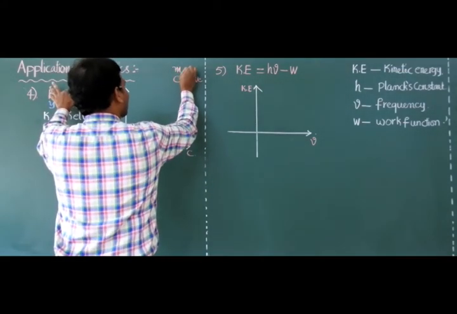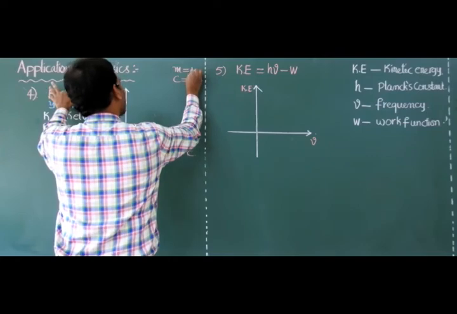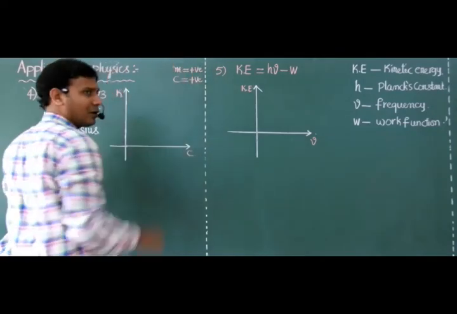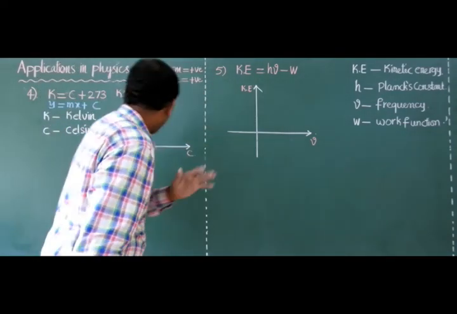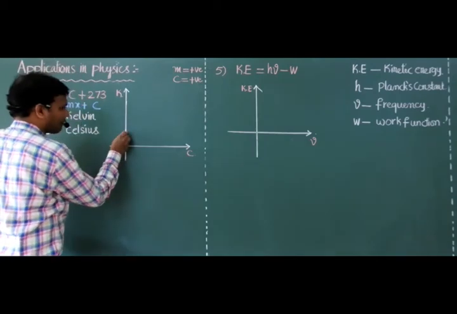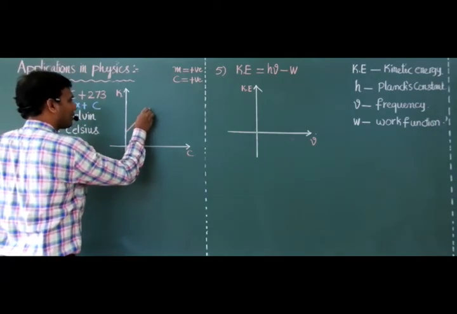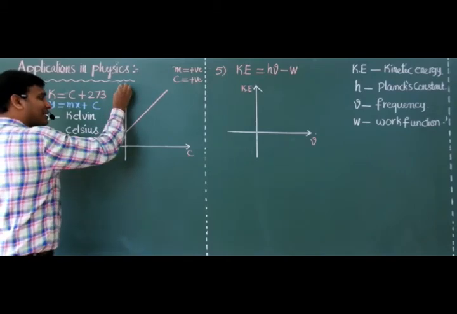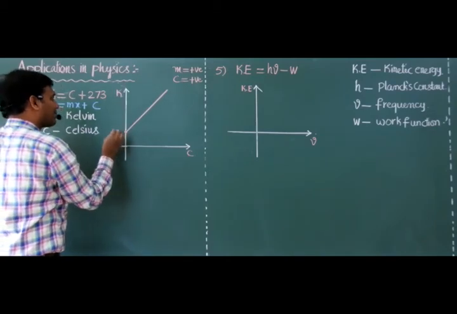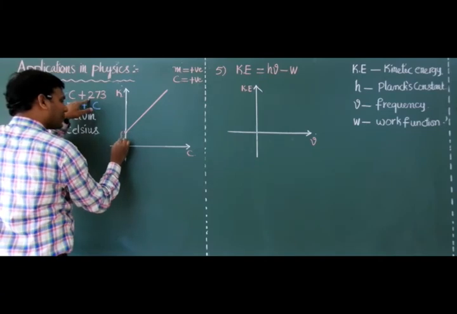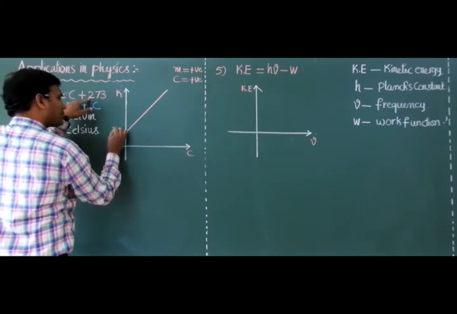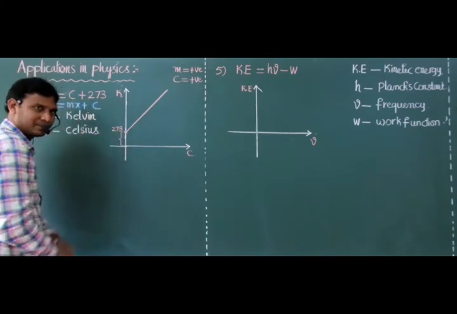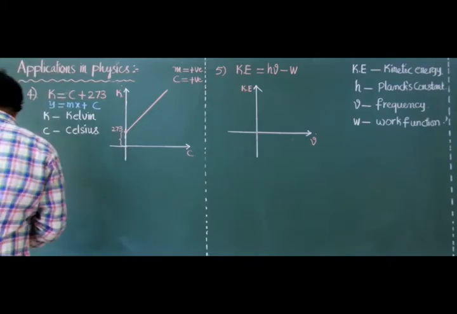Slope is plus 1 means slope is also positive. Slope positive, intercept is positive, then the graph is a straight line but it is not passing through the origin. It cuts the Kelvin scale at this intercept. That intercept is nothing but 273. Okay, right.